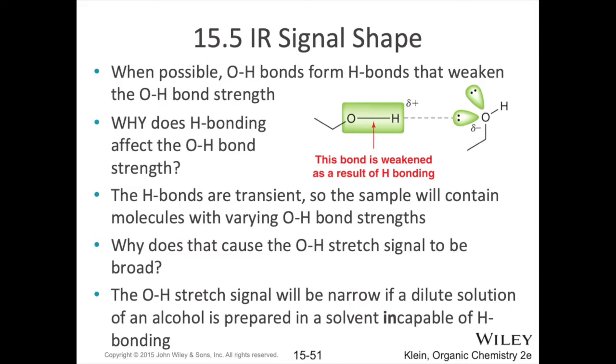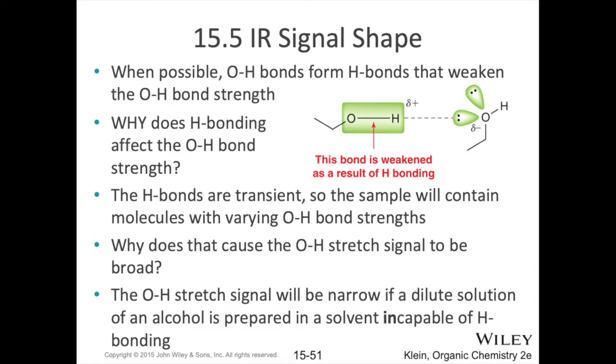The oxygen-hydrogen bond of our alcohol group is actually stretched out due to the hydrogen bonding that occurs between the hydrogen of that alcohol group and another alcohol. That stretching out of that bond, that weakening of that bond because of the attraction of that hydrogen to another alcohol group, is what causes that broadening.